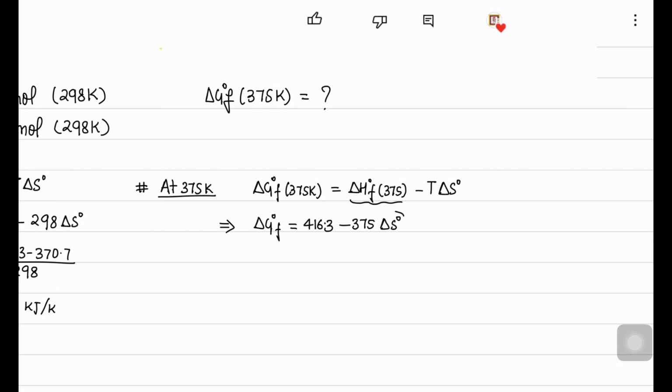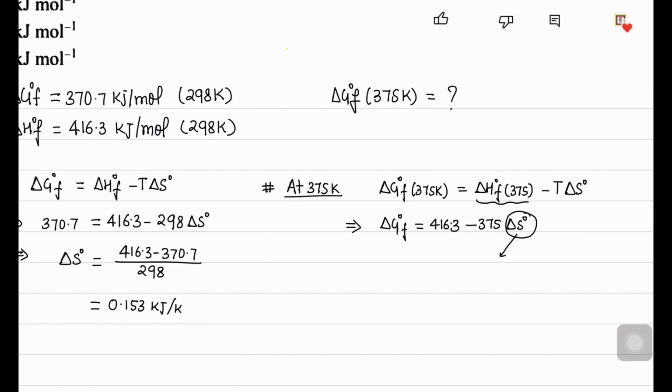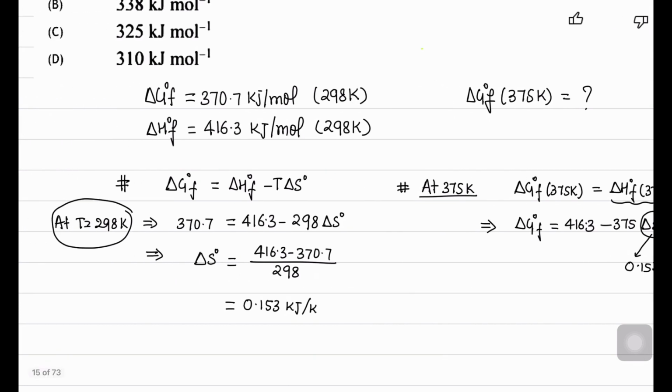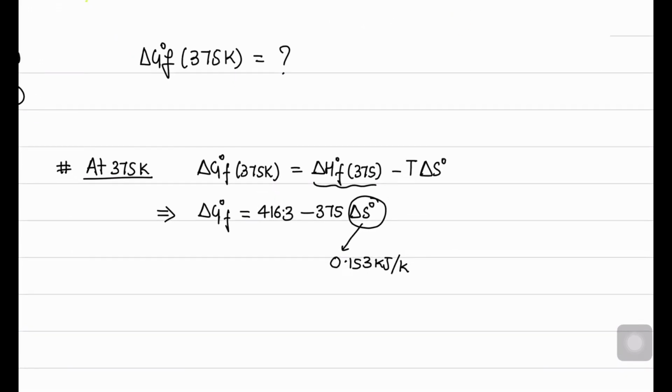And the delta S naught value we have already calculated. It is 0.153 kilojoule per Kelvin. This value is at temperature 298, but we will take the same value, because entropy change is also a function of enthalpy. Since enthalpy is not changing in the interval, entropy will also be constant. It will also not change in that interval, and we keep the same value here, 0.153 kilojoule per Kelvin.